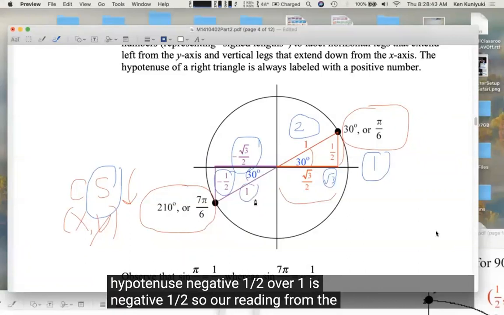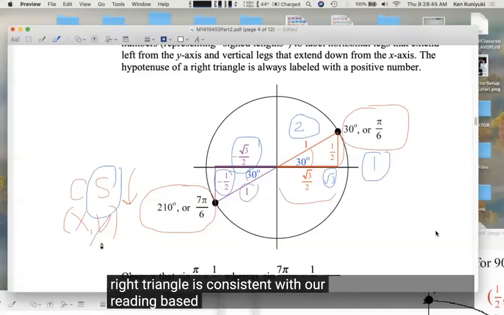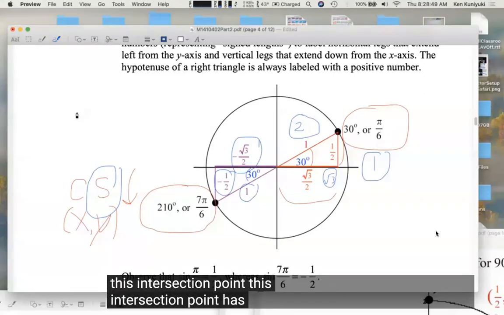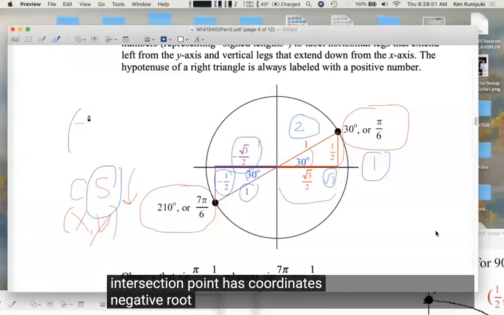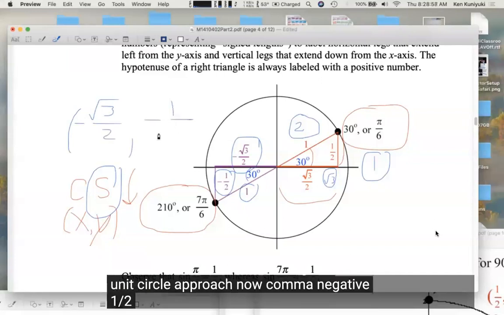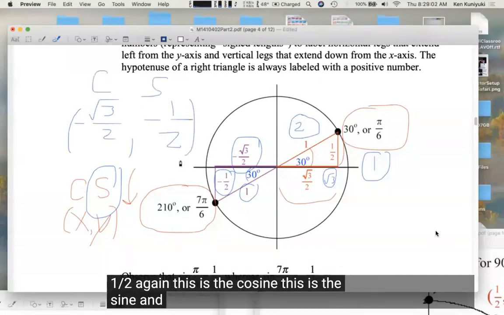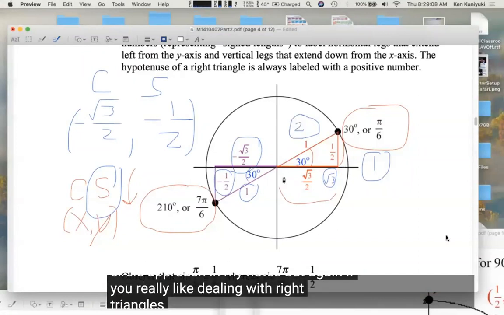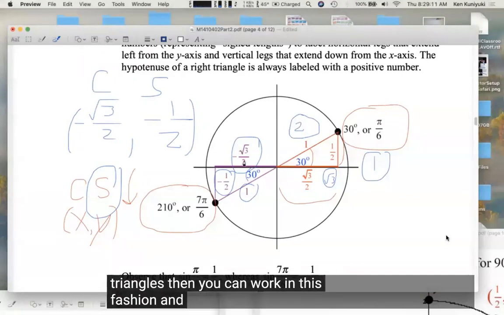So our reading from the right triangle is consistent with our reading based on the unit circle and this intersection point. This intersection point has coordinates -√3/2, I'm taking the unit circle approach now, comma, -1/2. Again, this is the cosine, this is the sine. And I'll tend to prefer the unit circle approach in my notes. But again, if you really like dealing with right triangles, then you can work in this fashion. And if you don't like fractions, you can take 2 as your hypotenuse.